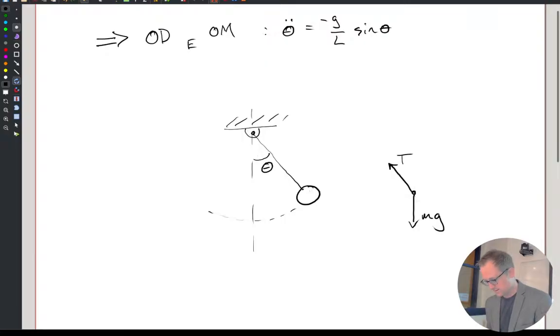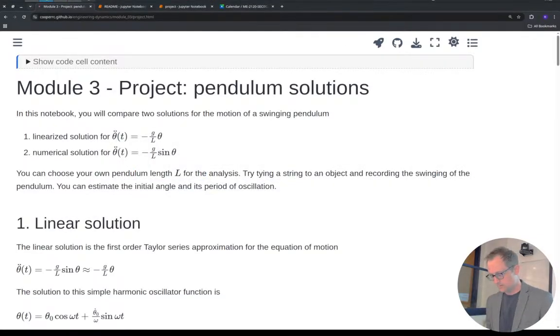All right. So that's at least for a simple pendulum, where we're just considering tension and gravity. Theta double dot is negative g over L sine theta. The linear solution is that sine theta is theta.